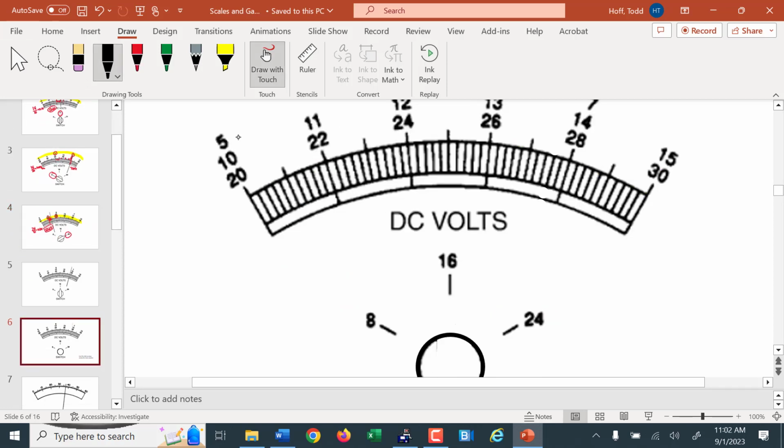So for this one, I'm going to put it on the 24 volt setting. And my needle is going to be put right there. I'll give you a minute to read that, and then we'll see what you got. What's it read? 27.2 volts. Good.